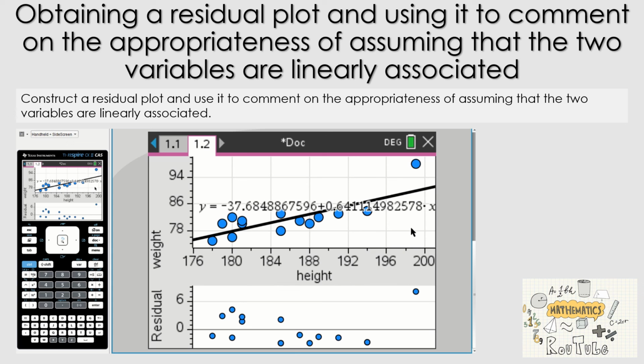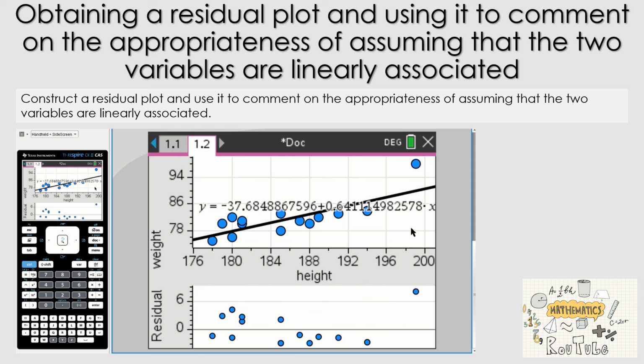Okay, now in terms of making a comment on the appropriateness of assuming that the two variables are linearly associated, that just wants you to comment on the residual plot in terms of if there is a specific pattern or not. Okay, now in the residual plot, there is no pattern clearly shown. So what does that mean? So if there's no pattern in the residual plot, that indicates a linear association between the two variables in the scatter plot.